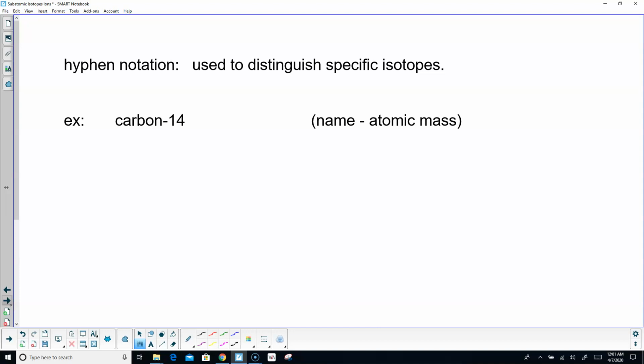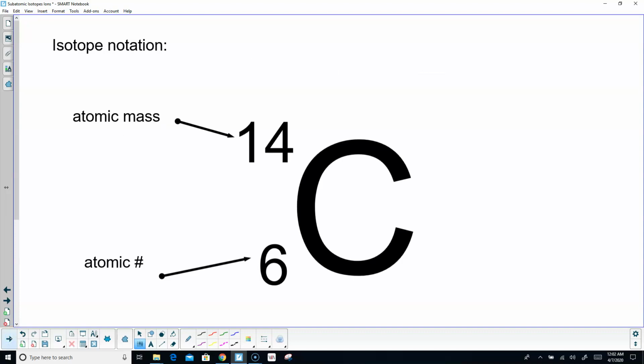So anyway, when you do hyphen notation, notice you put the element name, a hyphen, and then the mass of that specific isotope, so carbon-14. And so this is isotope notation. This is another way of doing it, to where you'll write the symbol, and then you put a superscript, that means above the line of script to the left, that's going to be the atomic mass, and then you'll put the atomic number right below that.